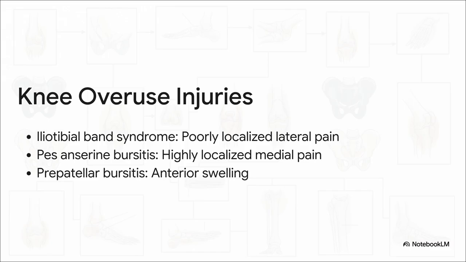Iliotibial band syndrome causes poorly localized lateral pain with point tenderness specifically at the lateral femoral epicondyle. We see this constantly in runners. Pes anserine bursitis gives you highly localized medial pain with point tenderness right at the pes anserine bursa on the medial tibia. And prepatellar bursitis presents with anterior, often really boggy swelling right in front of the kneecap. Like I said, location is everything.